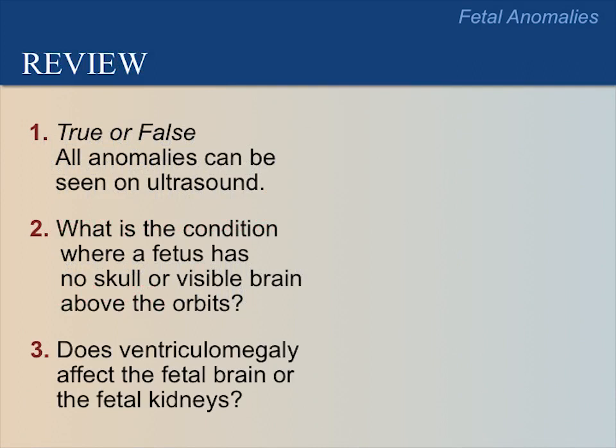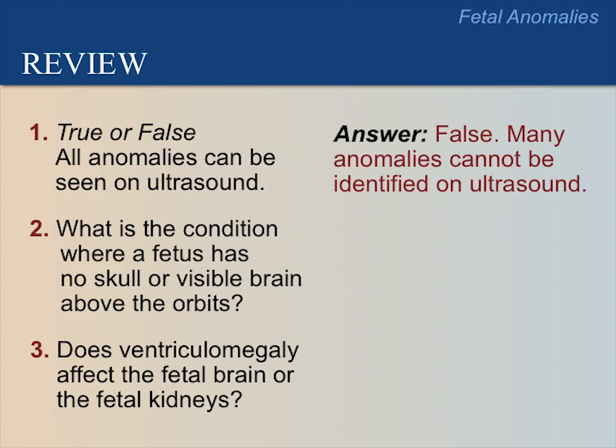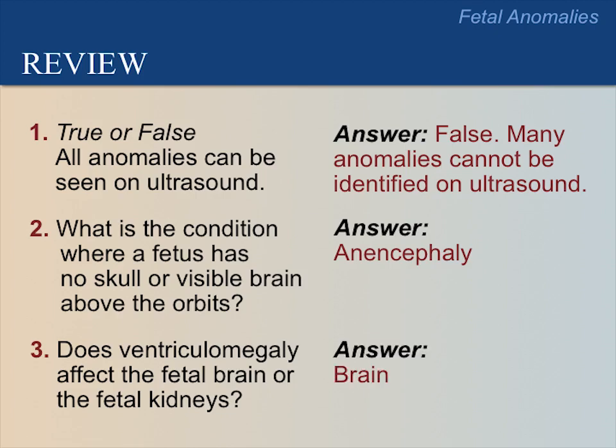Review questions, true or false. All anomalies can be seen on ultrasound. The answer is false. Many anomalies cannot be identified on ultrasound. What is the condition called where a fetus has no skull or visible brain above the orbits? The answer is anencephaly. Does ventriculomegaly affect the fetal brain or the fetal kidneys? The answer is the fetal brain.